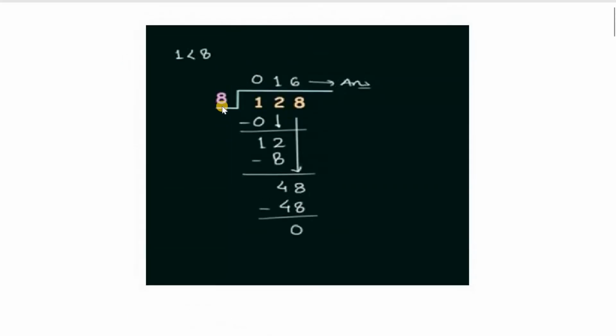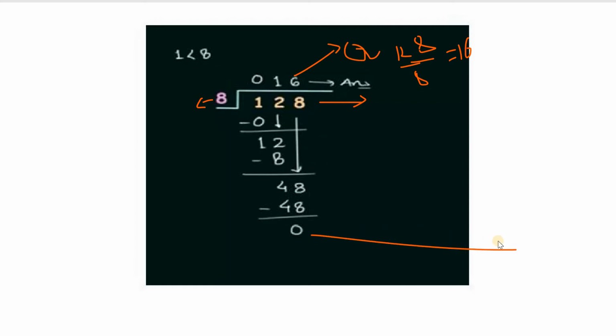So let us go with a small example. Here 128 by 8 operation. 128 by 8 equals 16. 16 is the coefficient. Here this is the divisor, this is the dividend, this is the coefficient places, and this is the coefficient, and this is the remainder. Let us go through all the small steps once again.